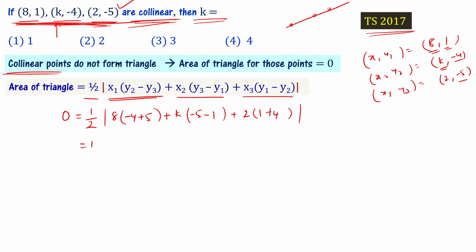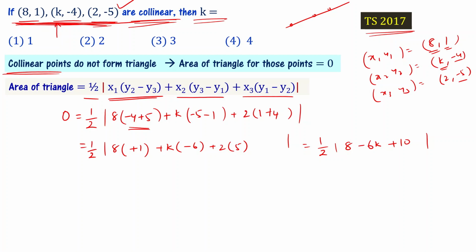So now we can say half modulus of 8 times this is plus 1, plus k times minus 6, plus 2 times 5, right? This can be written as half modulus of 8 times plus 1 is 8, minus 6k, plus 10, right? This is equal to 0.